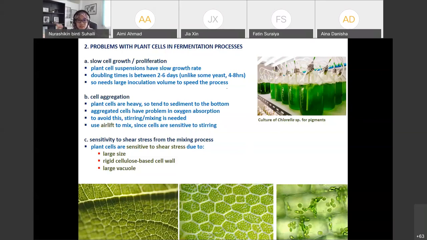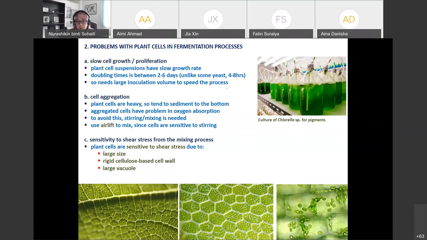So that is actually the challenge, especially in the industry, because in the industry, we want to get the products very soon, right? The time is actually a cost. So that is the challenge. It's not a problem, it's a challenge, I suppose. Right? So the slow cell growth of the plant cells is a challenge. Unlike bacteria, which just takes like 24 hours, right?